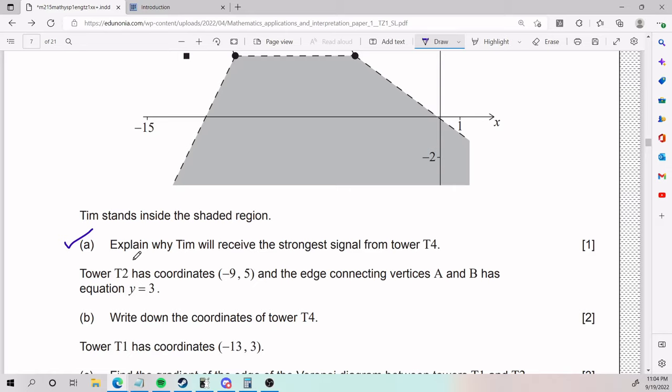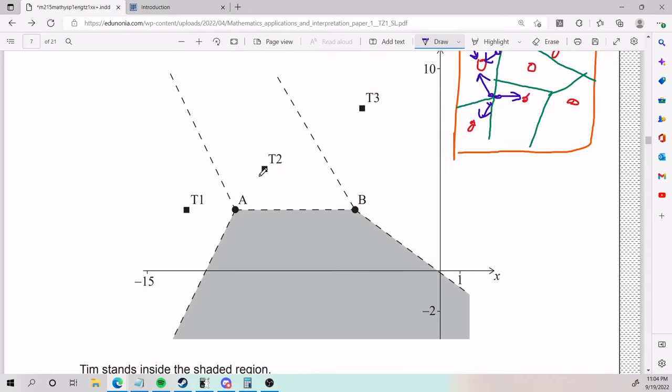For part B, they tell us tower T2 has coordinates -9.5. Let me write that real quick. -9.5 is right there.